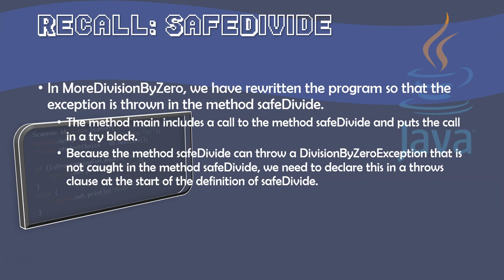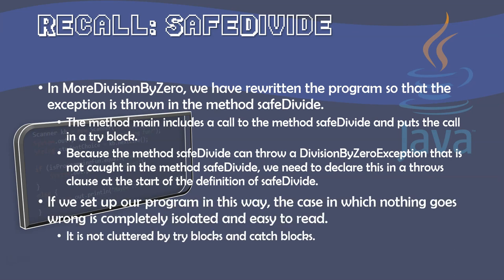and put that call into a try block. Now, because that method safeDivide can throw a division by zero exception that's not caught within the method safeDivide, we had to declare this in a throws clause at the start of the method. We saw that it said throws Exception, and of course, this is how this is being handled. When we set up our program that way, in the case that nothing goes wrong, that throws clause is completely isolated and makes it relatively easy to read.